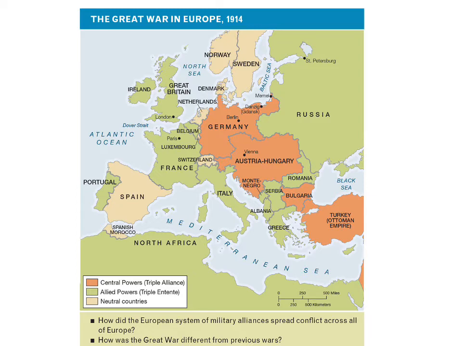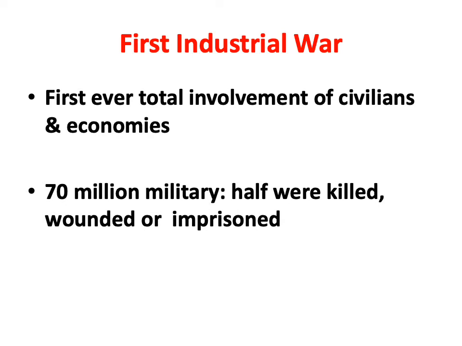Now, this is what's referred to as the First Industrial War, as I mentioned a few minutes ago. It involves very many deadly new weapons and technologies. And we also now have civilians totally involved. It's not just armies off on the field battling. And entire economies are brought into war production. So much of the power of a country now, because of the protracted nature of the war, becomes its industrial might. There were 70 million men in the military on both sides. One half were killed, wounded, or imprisoned. So not all of those half were killed, but they were wounded, sometimes very, very seriously, losing arms or legs. And remember, 100 years ago, medical care wasn't what it is today.